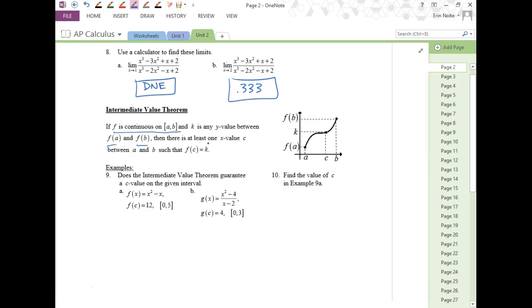So if I say yes, it's continuous, if I plug in a, I got 2 for my y value. If I plugged in b, I got 8, then I know that the limit is somewhere between 2 and 8. Right?